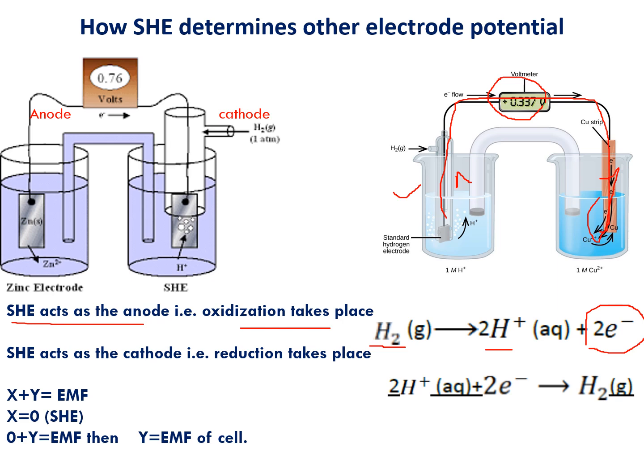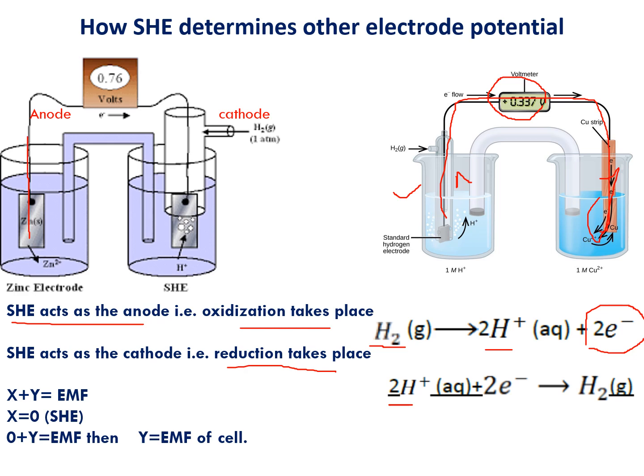If the SHE is connected with an anodic material, the SHE should act as a cathode. The cathode means reduction should take place at the cathode. Now the H plus ions present in the SHE take the responsibility. So we are connecting with the anodic material.